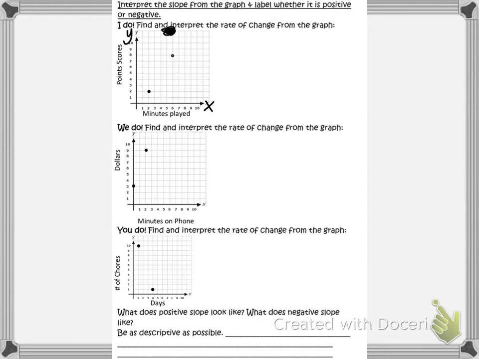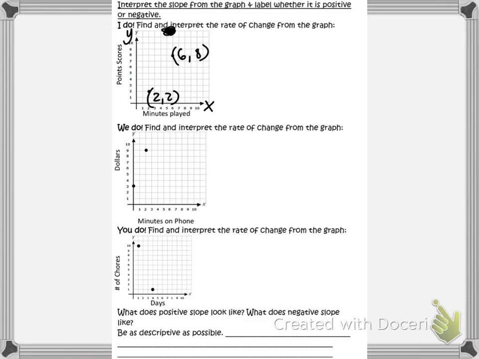Okay, so in order to find them, we need to go ahead and label the points first. We need to label the coordinate points. So here, the first one I have is (2, 2). The second one I have is, I think that is (6, 8). Now let's find rate of change.